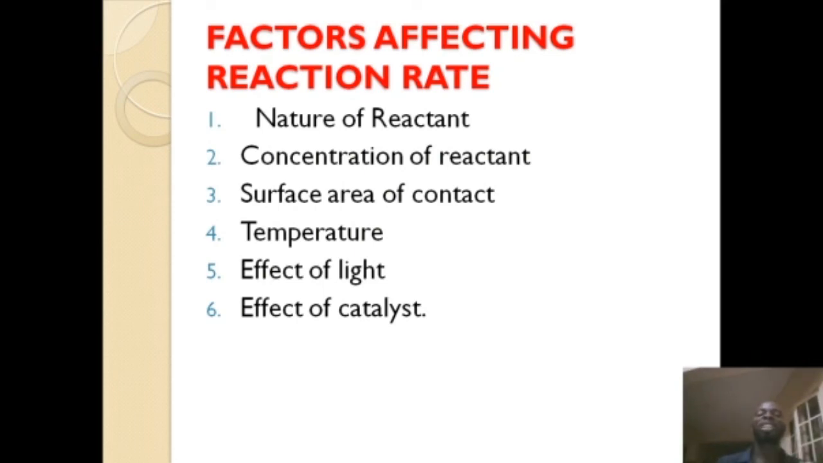This reaction is light-based. It is purely light-based. When there is no light, this reaction will not take place. So this substance decomposes, producing oxygen and HCl. So this is another type of reaction in which light affects its rate. So the more the light, the higher the rate of reaction. The lesser the light, the lesser the rate of reaction. Another factor which affects the rate of a chemical reaction is catalyst.